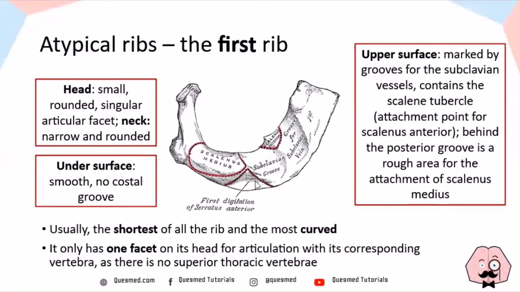And then posterior to the subclavian groove, you've got this other roughened area where the scalene medius or middle scalene attaches. And you also have another attachment point anterolaterally, which is where your serratus anterior originates. Overall, it's also the shortest rib and has the most curve.